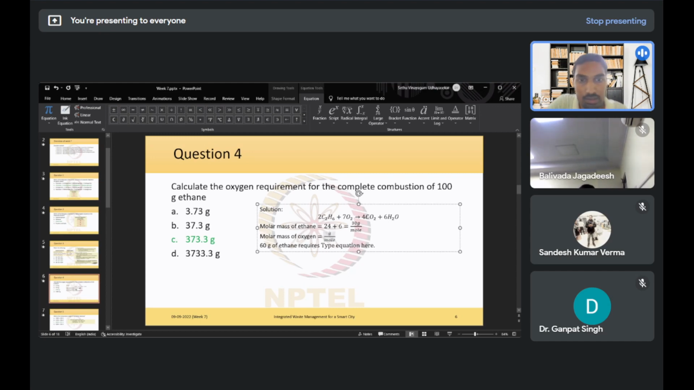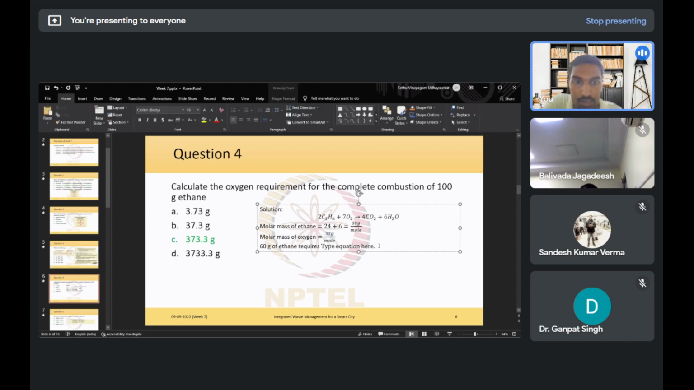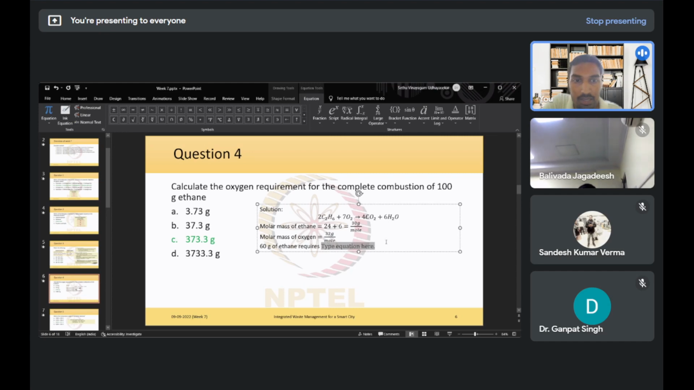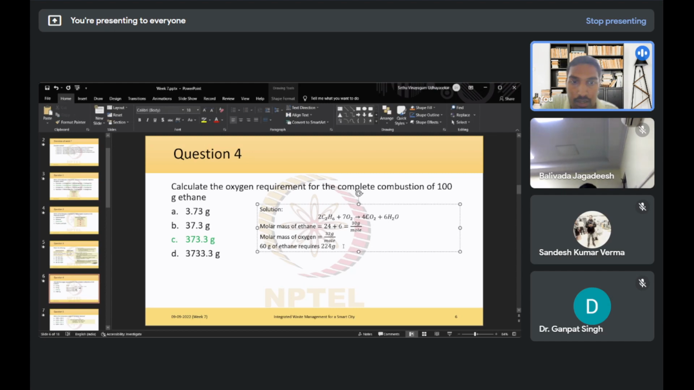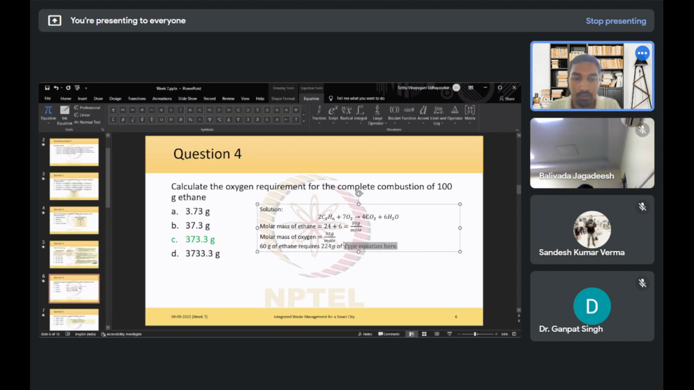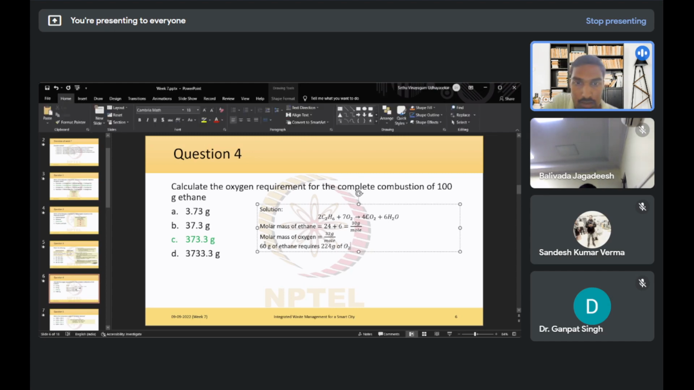Sorry, this is actually 32, because for oxygen there are 2 atoms, it will be 32 grams per mole for O2 gas, right? So it requires 7 moles. So for 1 mole it is 32 grams. So for 7 moles it will be 224 grams, right? So we know 60 grams of ethane will require 224 grams of O2. Right? So from the balanced equation, we know this information.